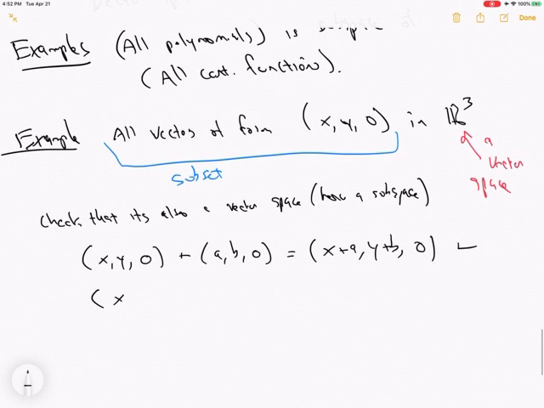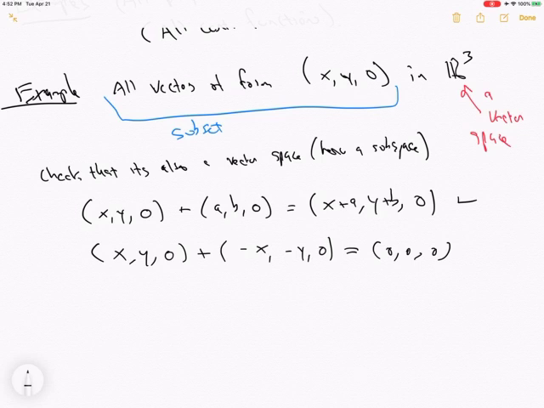Sorry, that should be a 0. You can always add the negative vector, which is still of the correct form. And of course that gives you 0, 0, 0, and of course 0, 0, 0 is in the right form, which is great. So it has the 0 vector. Every vector has an additive inverse. You can check that if you scale, if you take a number n and you do x, y, 0, then you get nx, ny, and of course anything times 0 is still 0, so it's in the correct form.